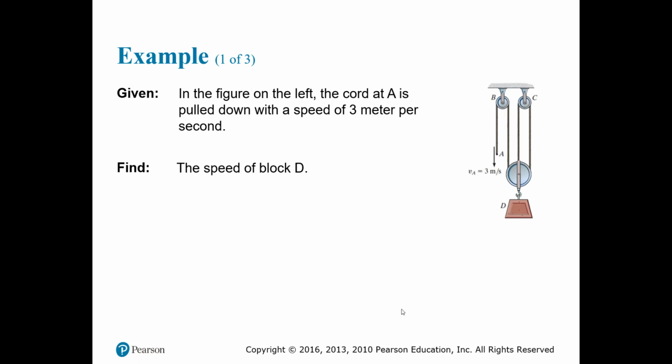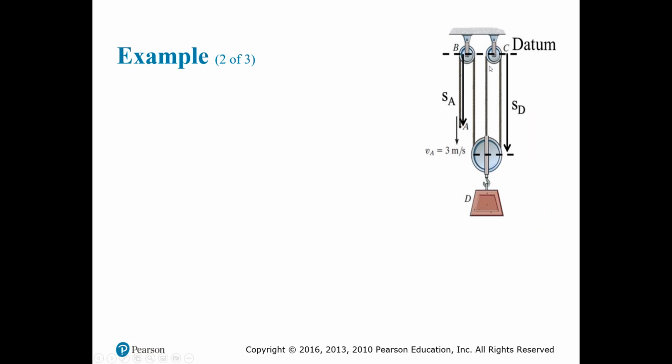In the figure on the left, as you can see here, you have a chord, and A is pulled down with a speed of 3 meters per second. We need to find the speed of block B. All we have to do is very simple. At first, following what we said before, we place the datum. So our datum will be at a fixed point right here. The distance from the datum to A will be called SA, and the distance from the datum to point D will be called SD. Remember, this is treated as a point, even though you have a hook and everything, but we're not studying that because we're going with a more general case.